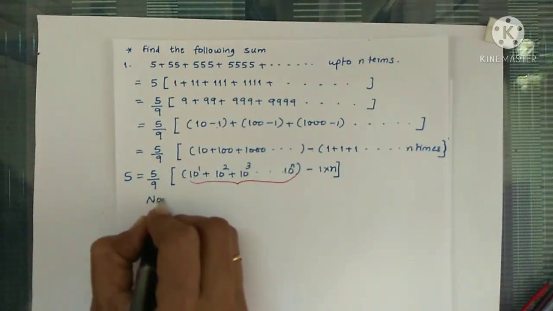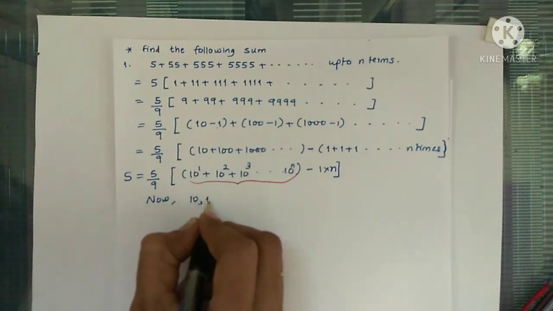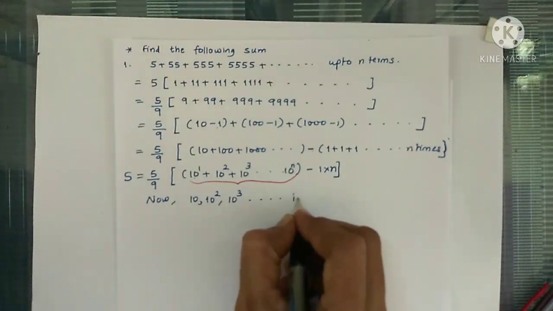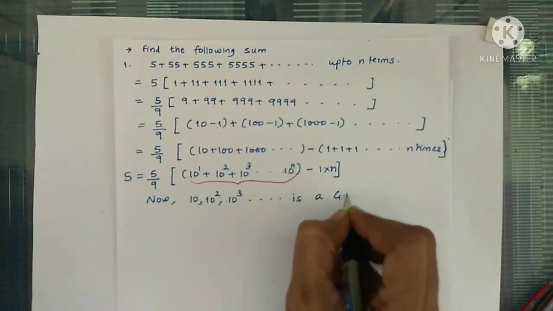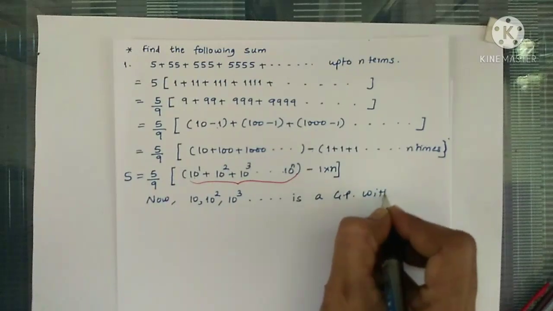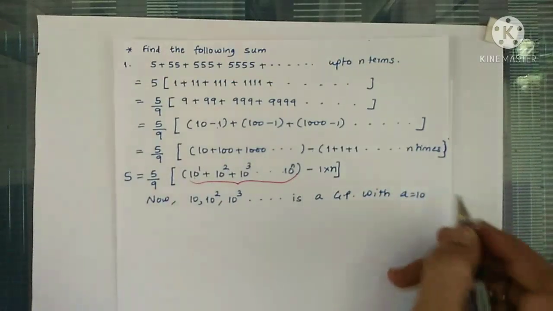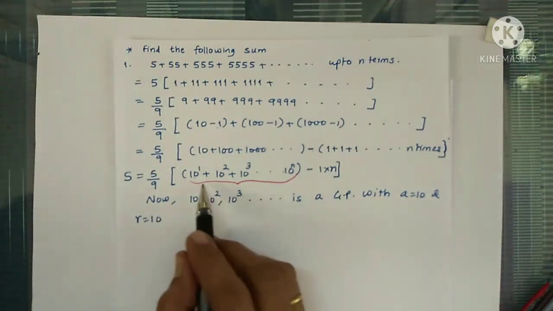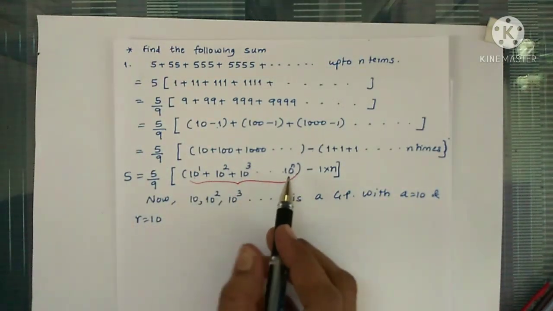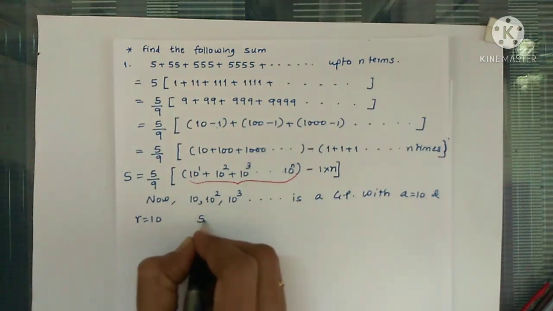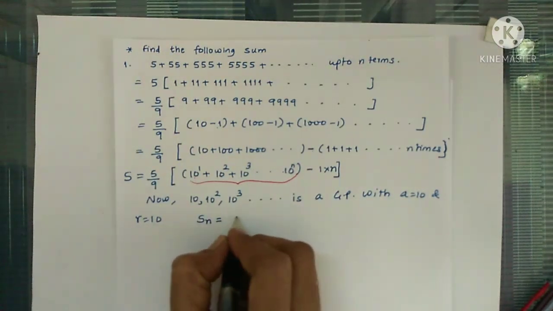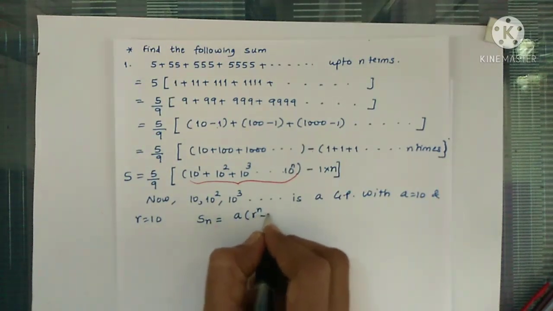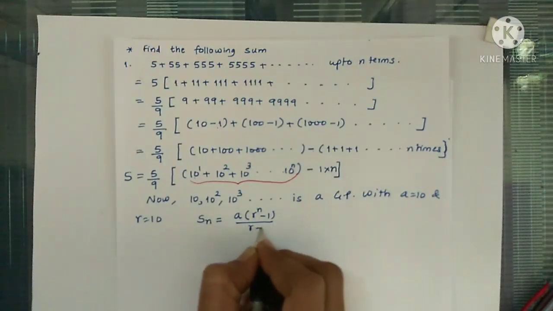Now 10, 10 square, 10 cube, so on is a GP with A equal to 10 and R equal to 10. So this bracket is the sum of the first n terms of this GP. Now the sum of the first n terms of a GP, Sn, is given by the formula A times r raised to n minus 1 upon r minus 1. We have two formulas.